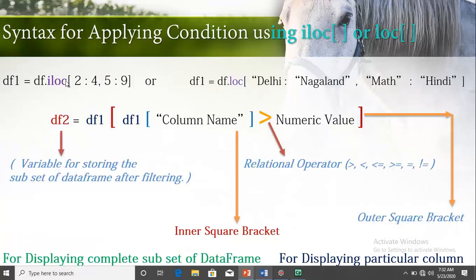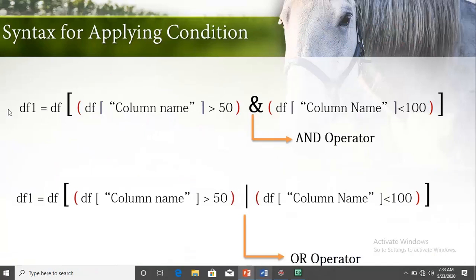And similarly, if we are using iloc or loc, first we have to store the range or subset of data in a variable, then the matter is again the same, you can apply this. And finally, you have logical operators: the AND operator returns the result when both conditions are true, whereas the OR operator returns the result when either condition is true.